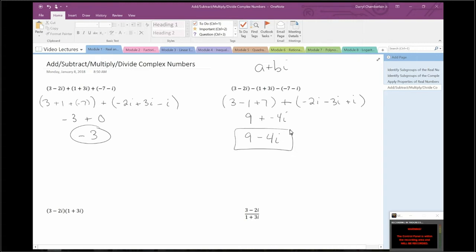So with the addition and subtraction, really we're just combining it how we normally would. Just treat these i's as if they were variables so that we can add all the numbers together and then add all of the variables, these i's, together.